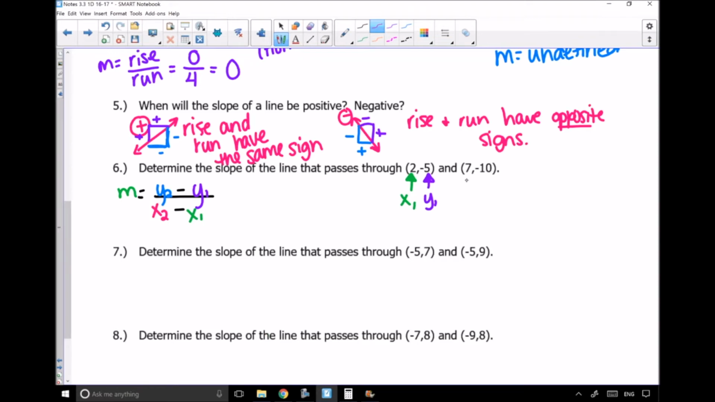Okay? Then when I take a look at this coordinate, I realize that this is the second x value, so we'll call this x2. And then since this is my second coordinate, this is going to be called y2.